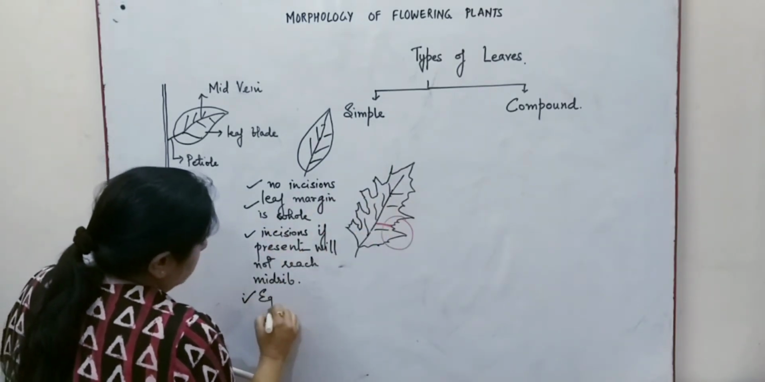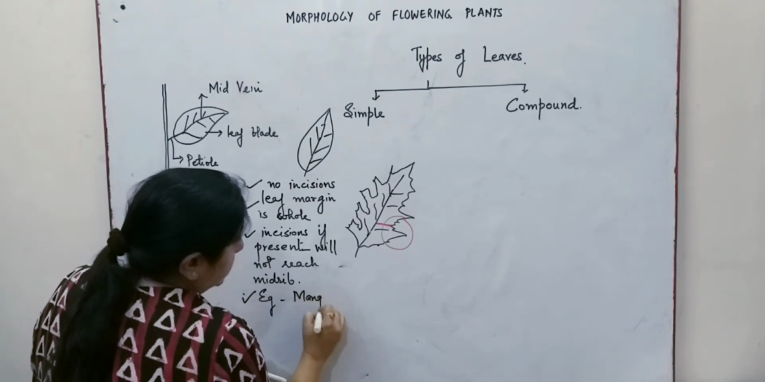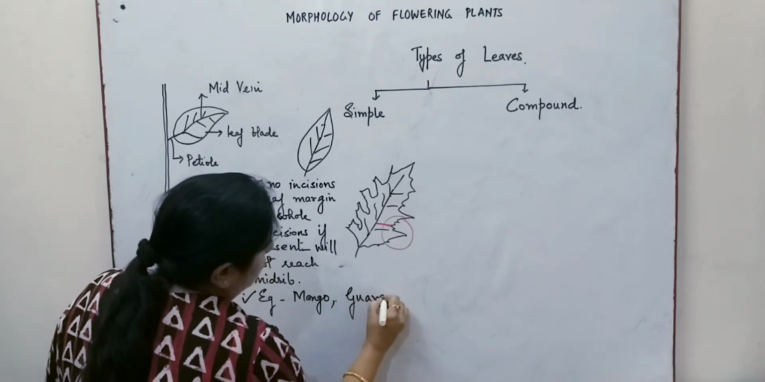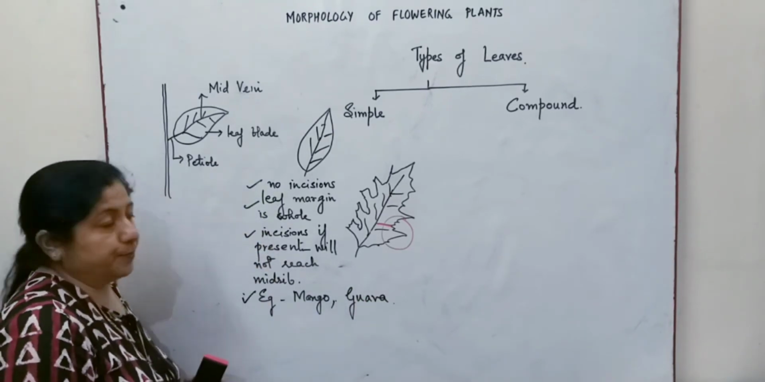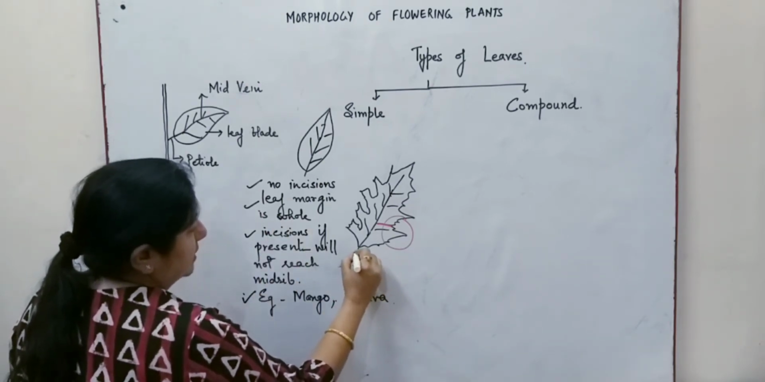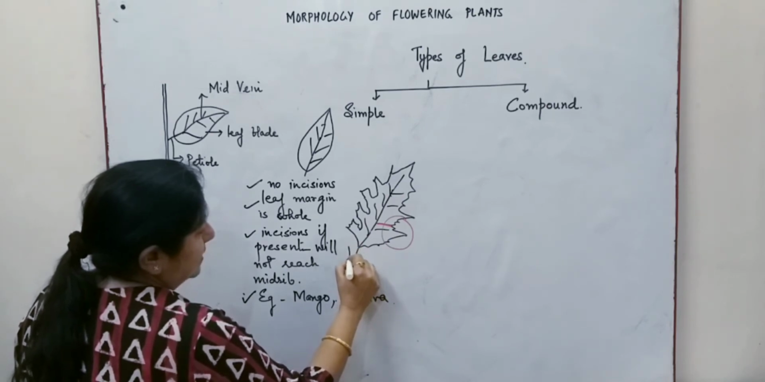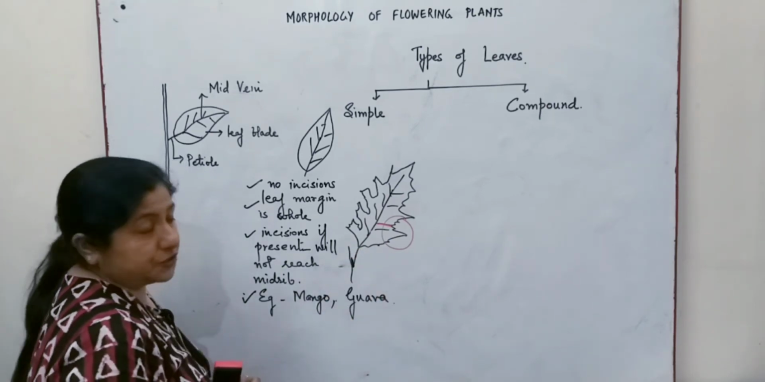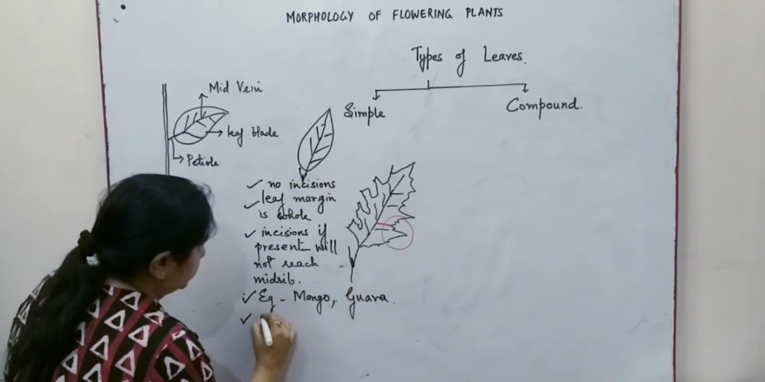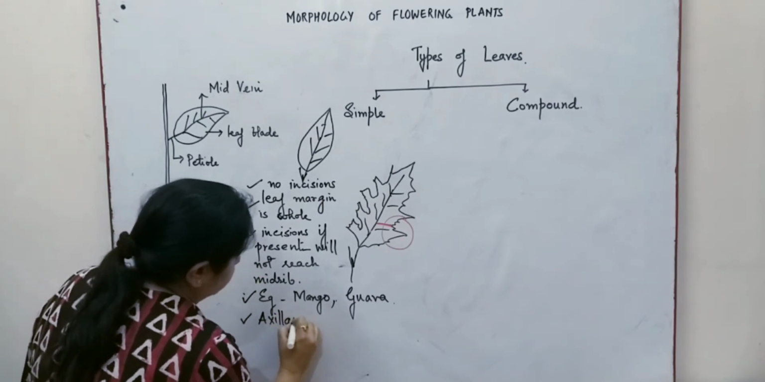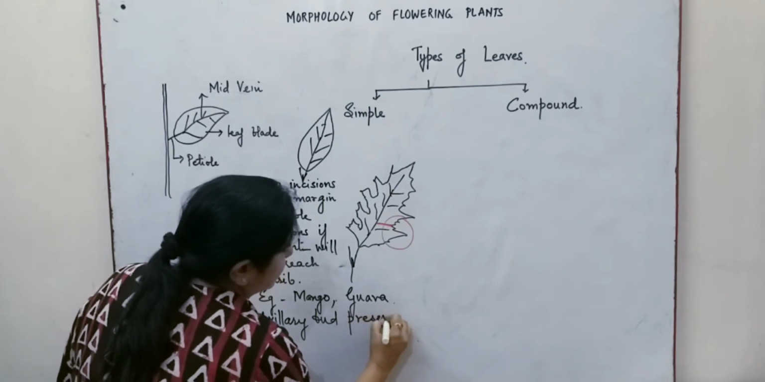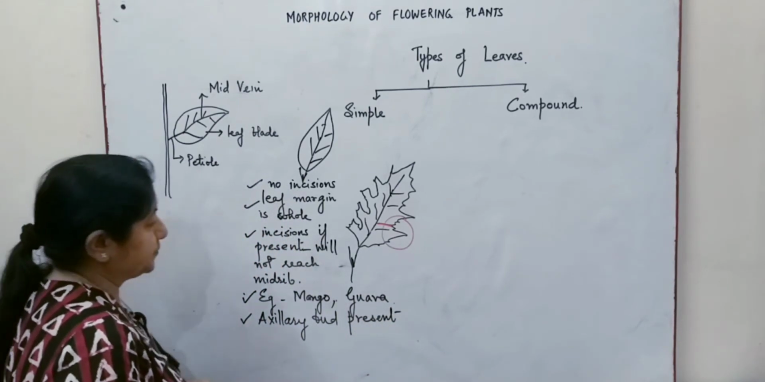Mango is a very good example. Then guava leaves are also a good example of the simple leaves. Now, the simple leaves will show another structure, that is they will be having the axillary bud. All the simple leaves will have the axillary bud, and this axillary bud will be present at the axil of the leaf.